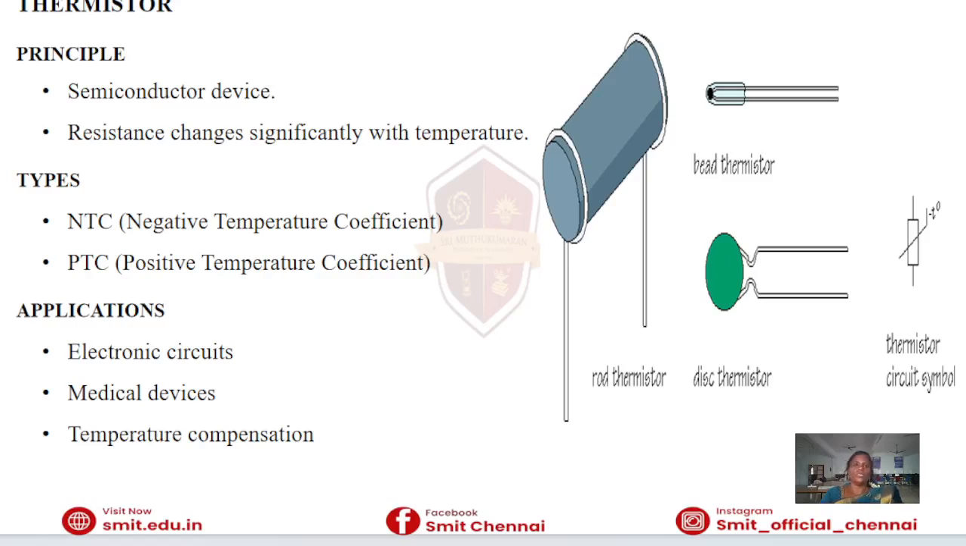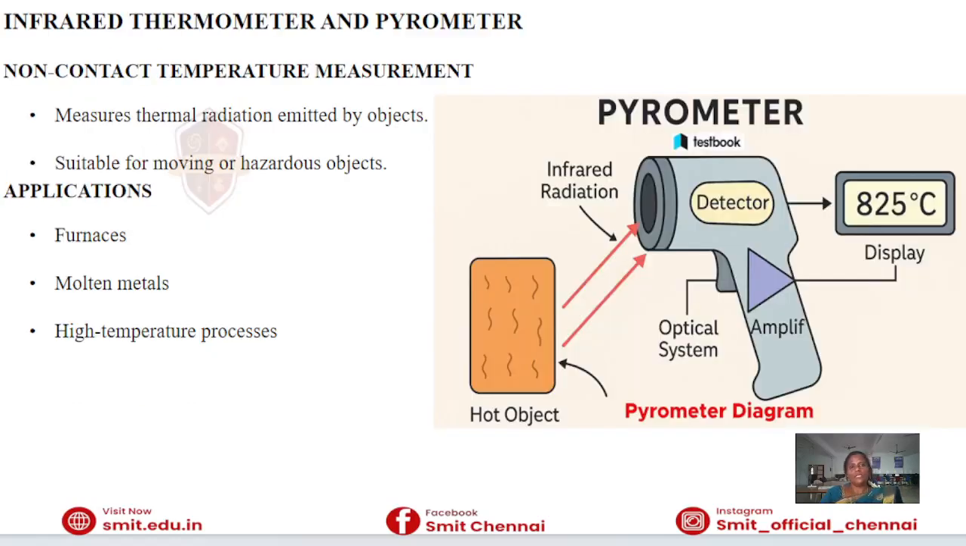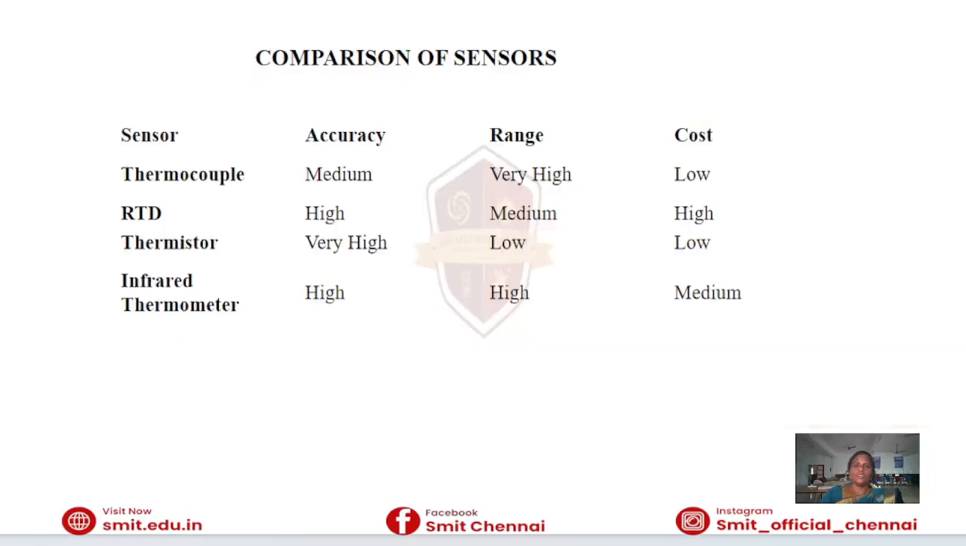and temperature compensation circuits. Infrared thermometers and pyrometers are examples of non-contact temperature measuring instruments. They work by detecting the thermal radiation emitted by an object and converting it into a temperature reading. Since no physical contact is required, these instruments are ideal for measuring temperatures of moving objects, hazardous materials, and extremely hot surfaces. Common applications are industrial furnaces, molten metal processing, high temperature manufacturing processes, and electrical equipment inspection. These instruments provide fast and safe temperature measurements.